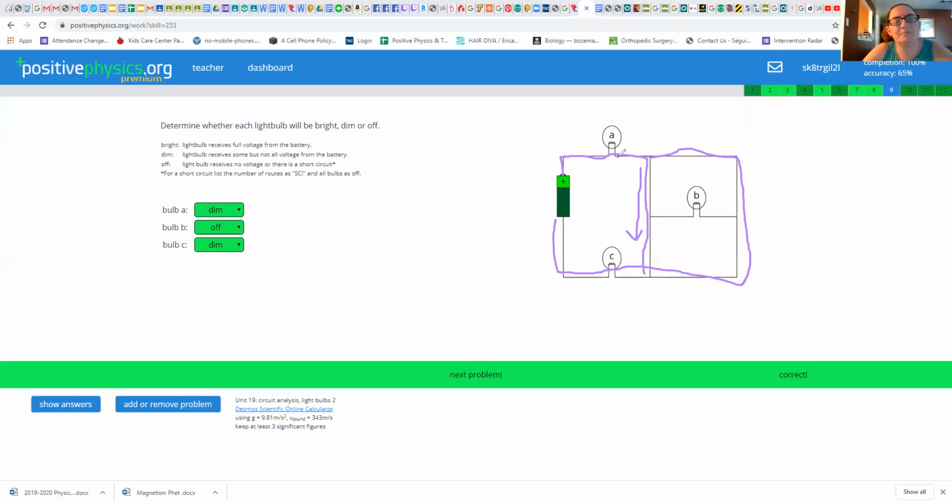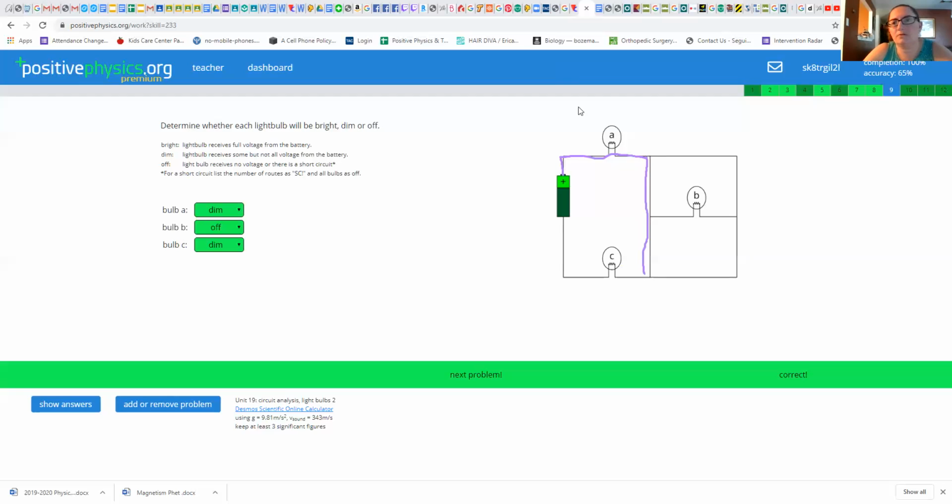It doesn't have a choice but to go through A and C because C is the only way in and A is the only way out. So B it does not go through. Because the light bulbs are sharing that pathway, both are going to be dim, neither one will be bright, and this last one will be off because it's not going to go that way. Okay. I'm going to move on to the next question, which was question 10.